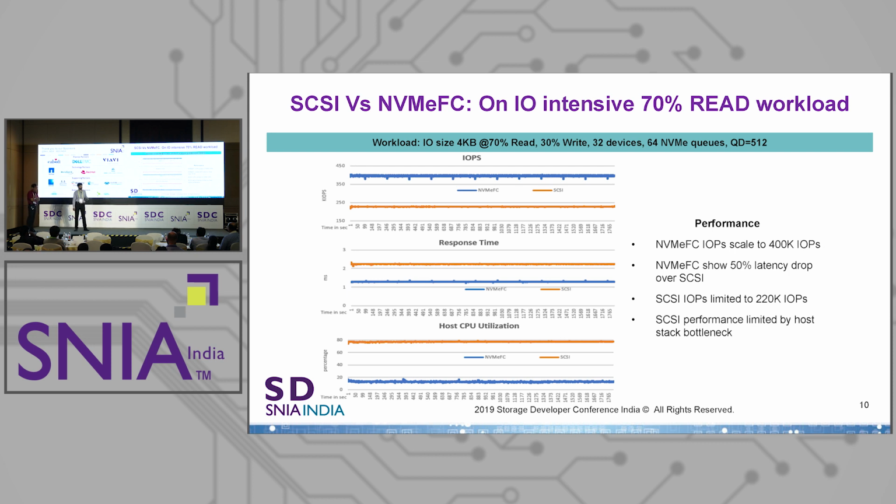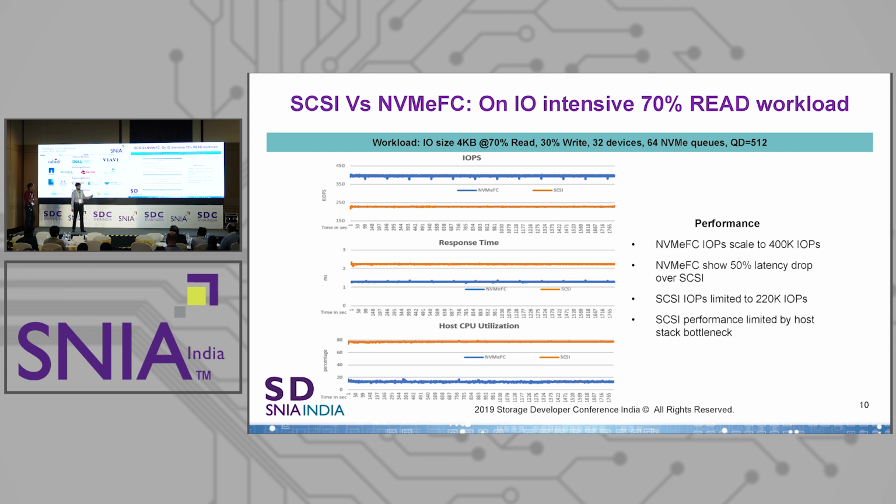When you run applications like AI or machine learning, they are very compute intensive as well as data hungry. So NVMe-FC will give the benefit of both. Now you will get the data benefit as well as the CPU utilization benefit.